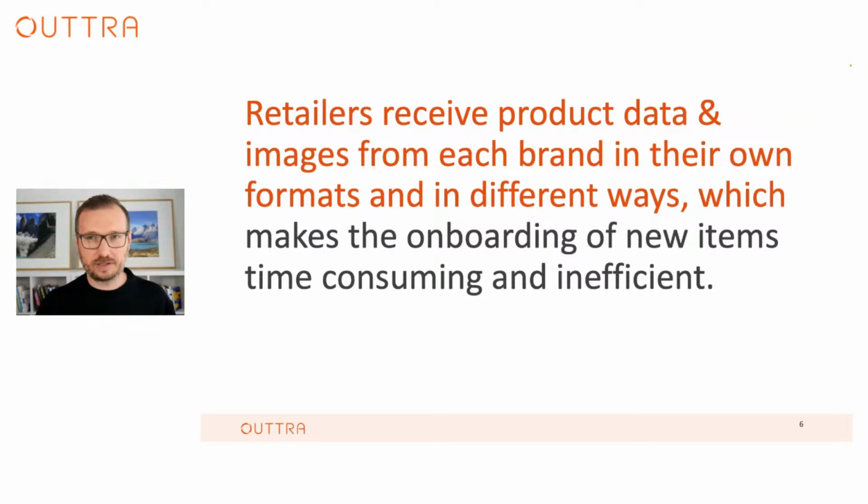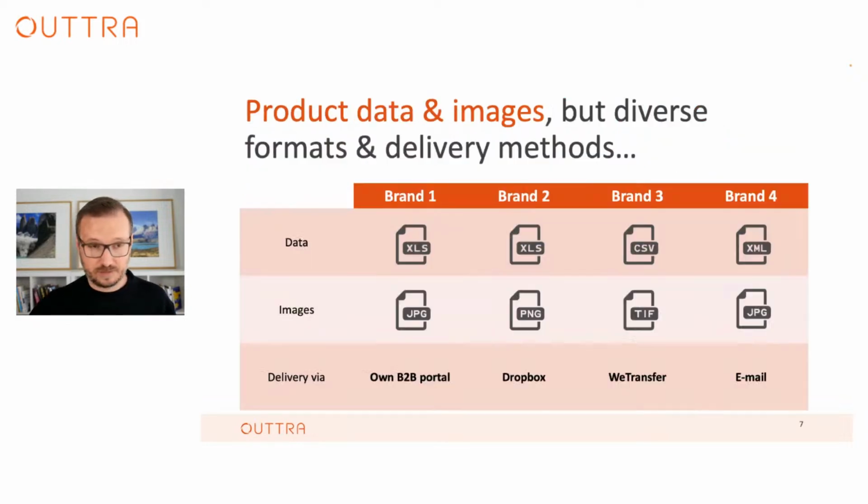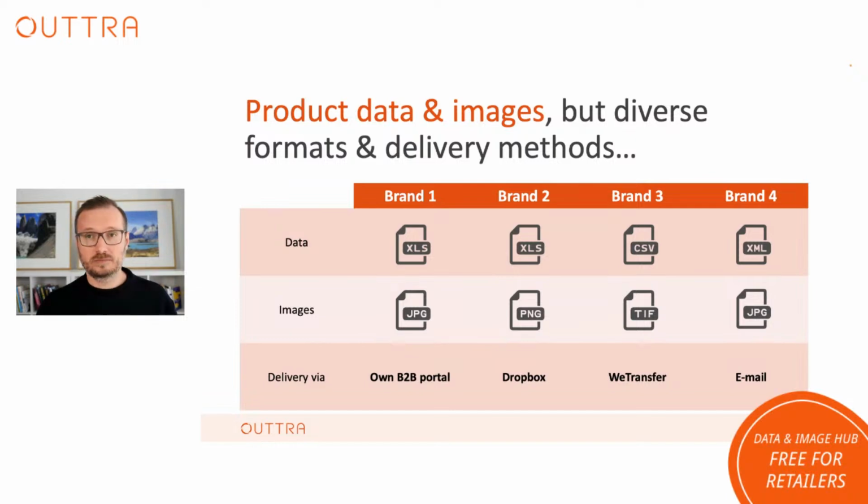And that's really complicated for the retailers to get the new items on board in their online shops and in their systems. For example, the retailers get from brand 1 the data via Excel file, images in JPEG format, and delivery via a B2B portal. Brand 2 has Excel files, but PNG product images via a Dropbox link, brand 3 a CSV file with TIFF images and WeTransfer, and brand 4 XML and JPEG via email. That's totally confusing.